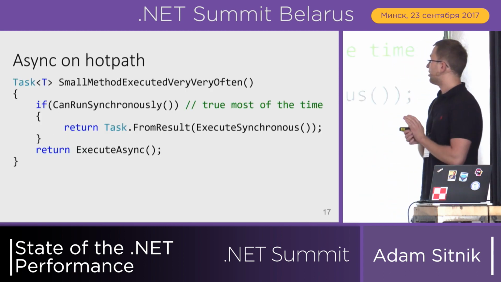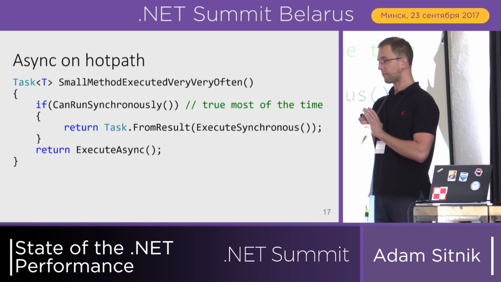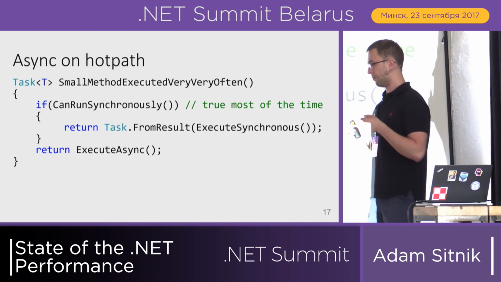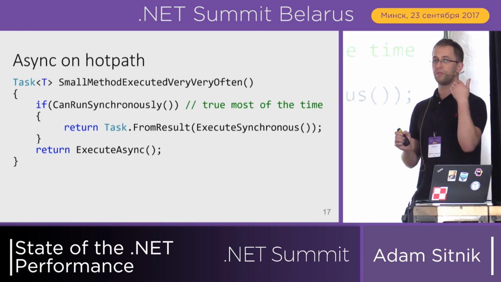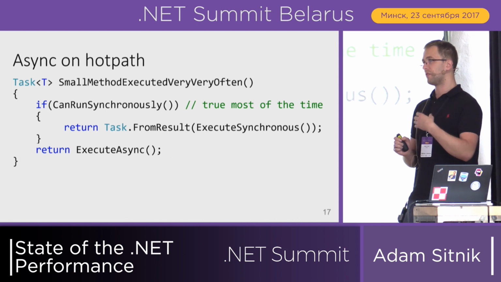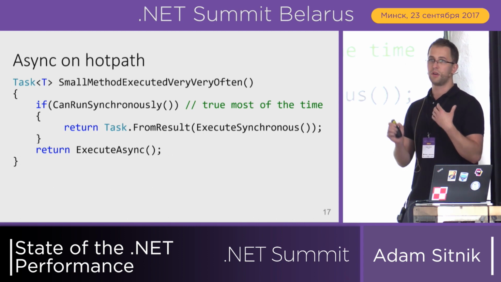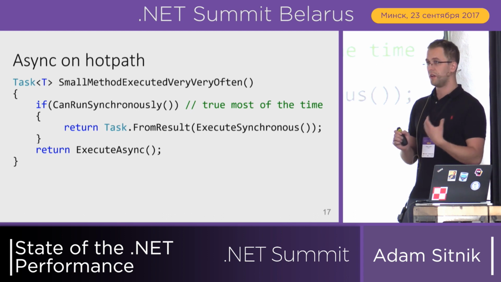So, the next scenario is not trivial. As you know, Task is a reference type, so each time we return a Task, we allocate something on the heap. But one of the scenarios that was profiled and turned out to be common enough to make Microsoft change it is the following.